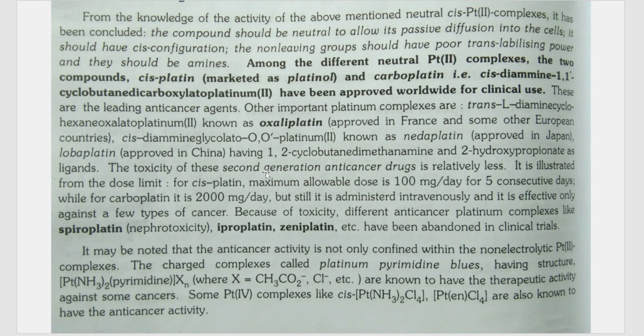Okay, and the toxicity of the second generation anti-cancer drugs, that is these two, cisplatin and carboplatin, is relatively less, that is they won't have much side effects in your body if you consume them. And their dosage limit is, for cisplatin, a maximum allowable dose of 100 milligram per day, and for carboplatin it is 2000 milligram per day. Okay, but they are effective only for a few types of cancer. There is a wide range of cancers, but these drugs are effective only for certain types. And because of high toxicity and side effects of other complexes, they have been abandoned and are not used anywhere for cancer treatment.